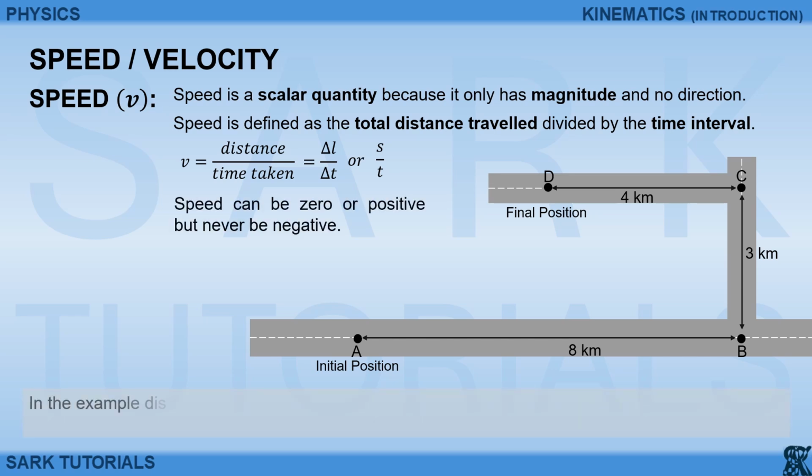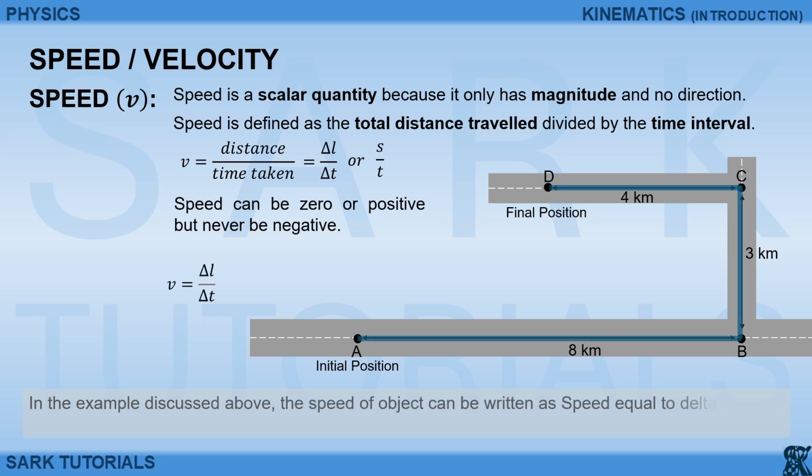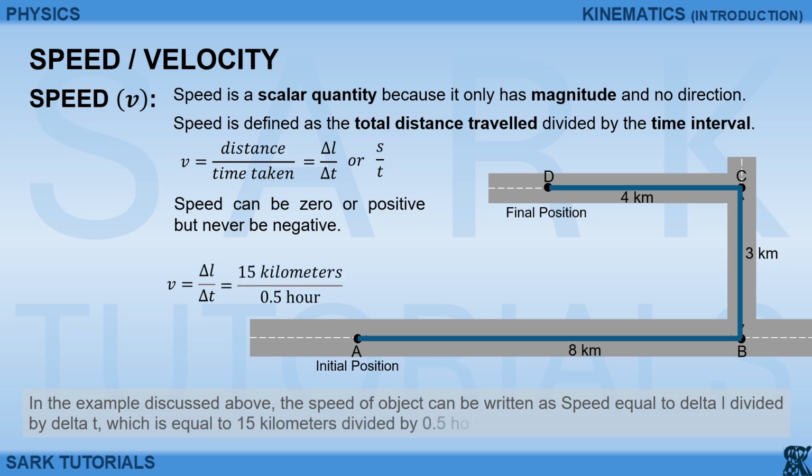In the example discussed above, the speed of the object can be written as speed equal to delta L divided by delta t, which is equal to 15 kilometers divided by 0.5 hours, that is 30 kilometers per hour.